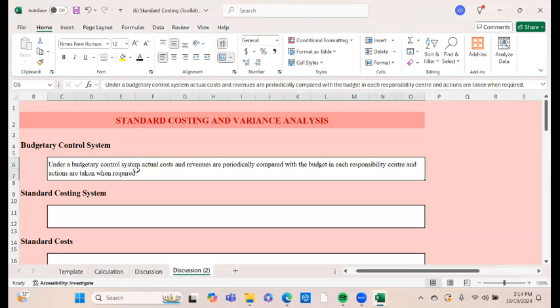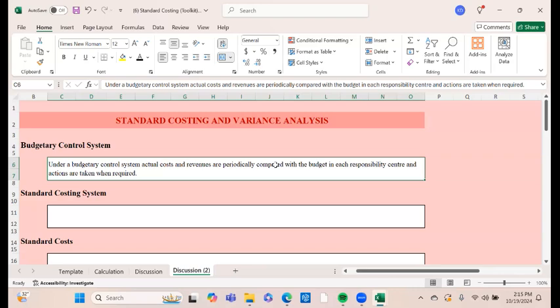Under a budgetary control system, actual costs and revenues are periodically compared with the budgets in each responsibility center. When you say responsibility center, it may be the entire organization, which can be a profit center or an investment center, or it can be a cost center department like the IT department, finance department or logistics department, or a revenue generating place like your sales department, branches, showroom outlets or retail outlets or channels, right? Or it can be a profit center like each customer segment or business segment.